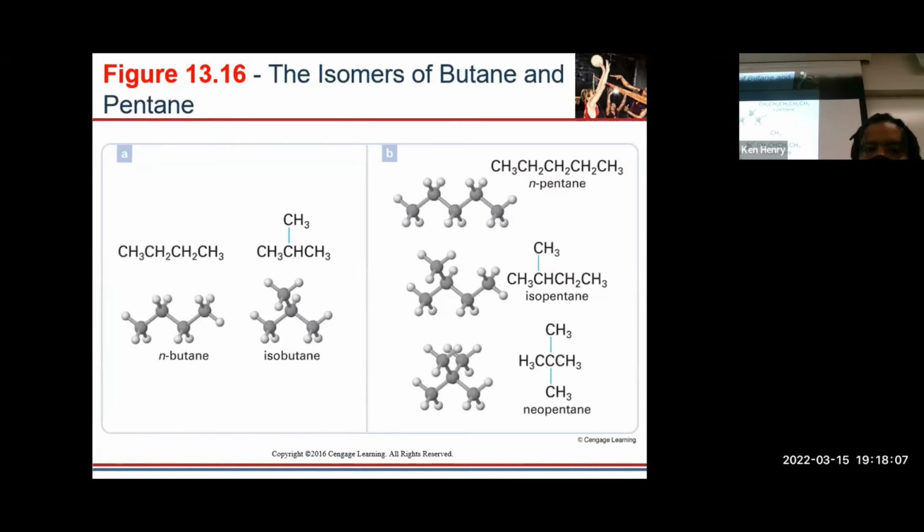Okay, so these guys are isomers of each other. This guy is n-butane. This guy is isobutane. Isobutane is its common name. It's not its IUPAC name, okay?